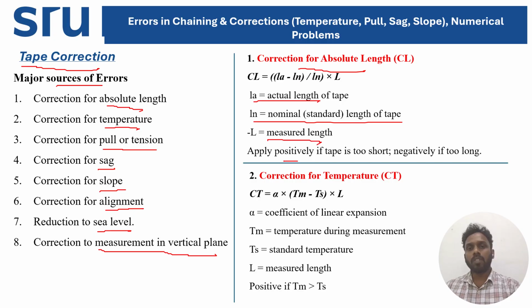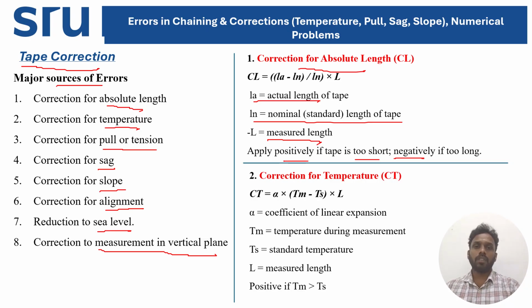So apply positive if the tape is too short. If your tape is too short, the correction is positive. If your tape is too long, your correction should be negative. Okay, right? So that is the correction for absolute length.